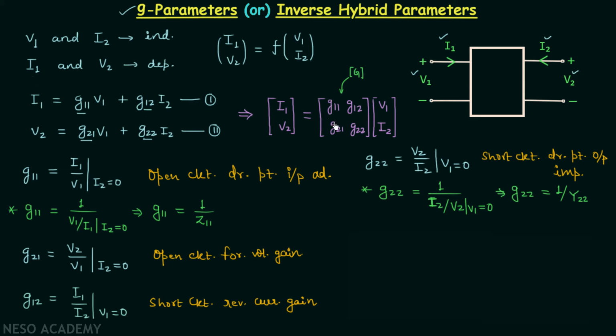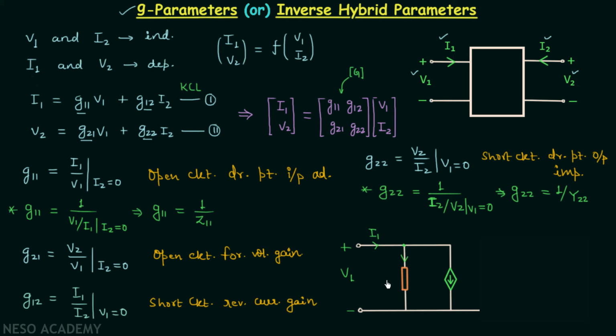network with 4 g parameters, and for this we will use equation number 1 and equation number 2. You can see that equation number 1 is a KCL equation, and here we have current I1 equal to g11 v1 plus g12 I2. So if we consider I1 as the entering current to a particular node, then g11 v1 and g12 I2 will leave that particular node. So let's say current I1 is entering this node, and the potential difference between the two terminals is v1. I1 is entering this node, so g11 v1 will leave this node.